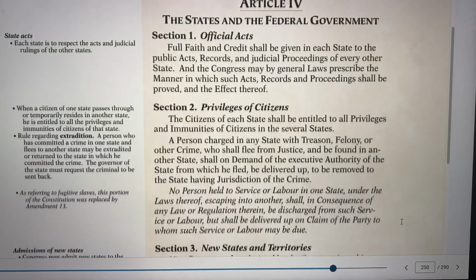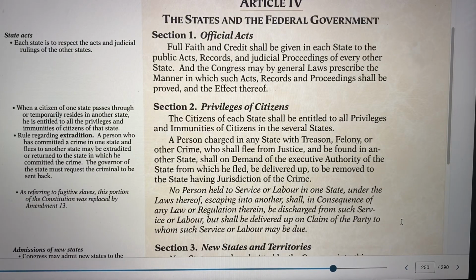So Article 4 is about the states. Pretty important. State acts. Each state is to respect the acts and judicial rulings of the other states. So when a citizen of one state passes through or temporarily resides in another state, he is entitled to all the privileges and immunities of the citizens of that state. So if you're going to another state, just because you're coming to another state doesn't mean that you don't have all the privileges of that state.